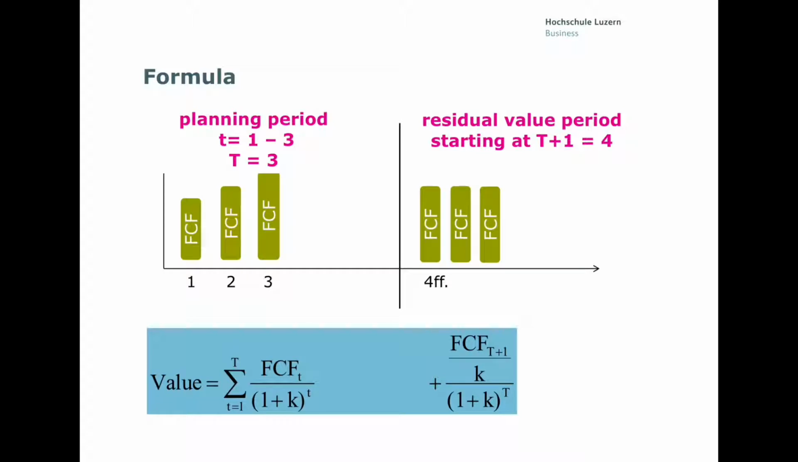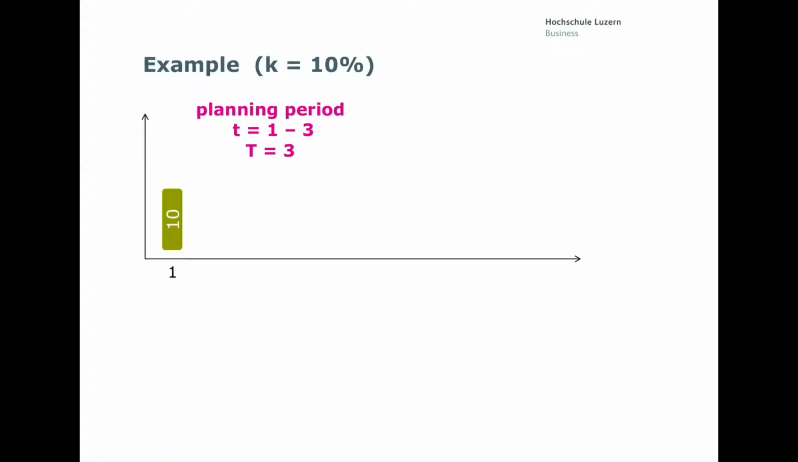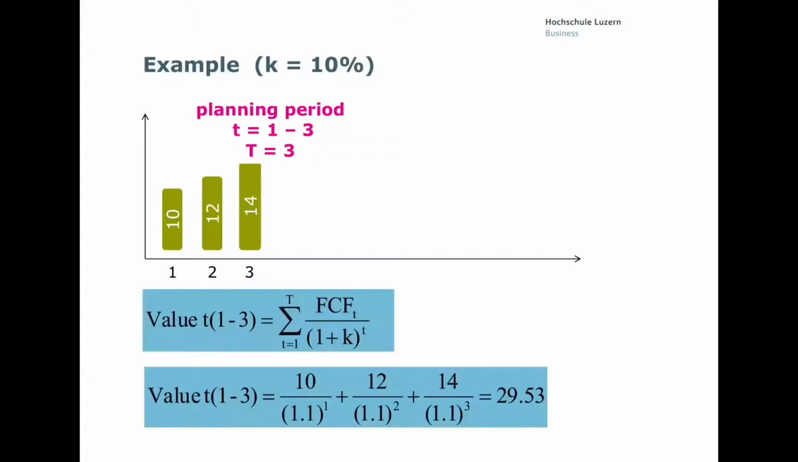The sum of these computations yields the company value. Let us look now at a more concrete example. For that purpose, suppose a discount rate of k equal 10%. The free cash flow in the first year is 10, the free cash flow in the second year is 12, and the free cash flow in the third year, the final year of the planning period, is assumed to be 14. Substituting these numbers in the present value formula, we obtain a company value of 29.53.